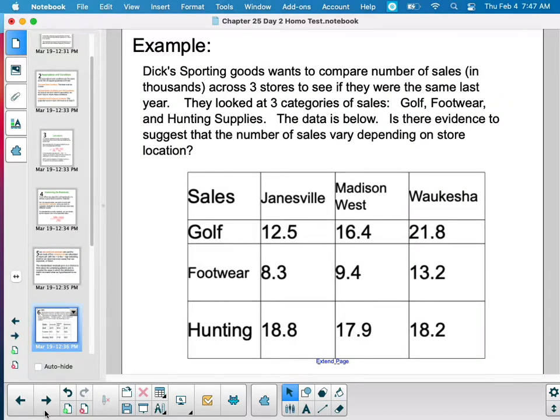Okay, Dick's Sporting Goods wants to compare the number of sales in thousands across 3 stores to see if they're the same last year. They look at 3 categories of sales: golf, footwear, and hunting supplies. The data is below. Is there evidence to suggest the number of sales may vary depending on store location? So here we're looking at counts being counts of dollars. The one thing we're comparing is one variable, dollars of sales. We're looking at 3 different categories in 3 different stores. Is there a difference in the pattern of how things are going?